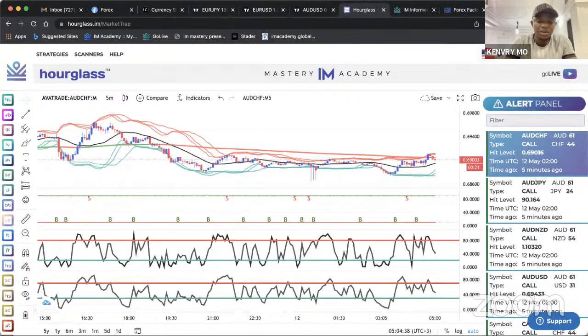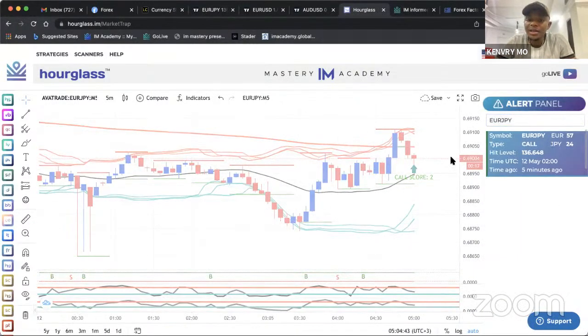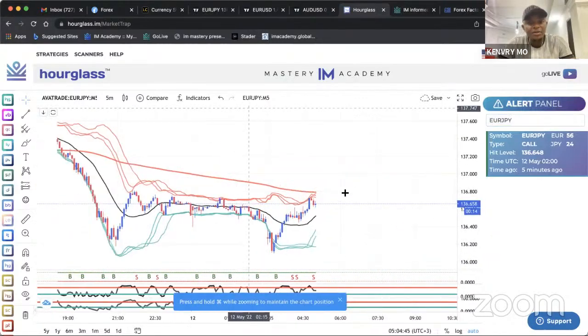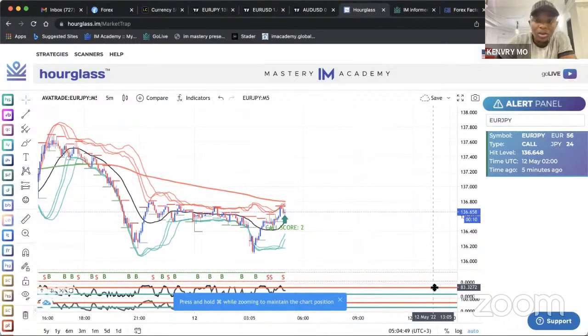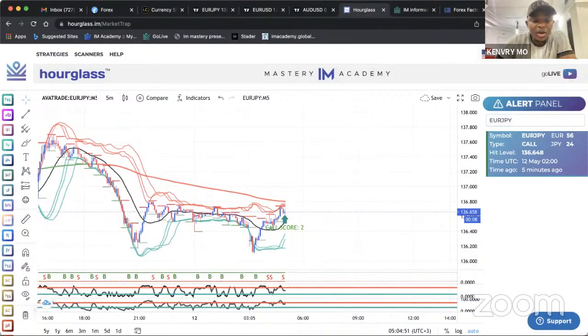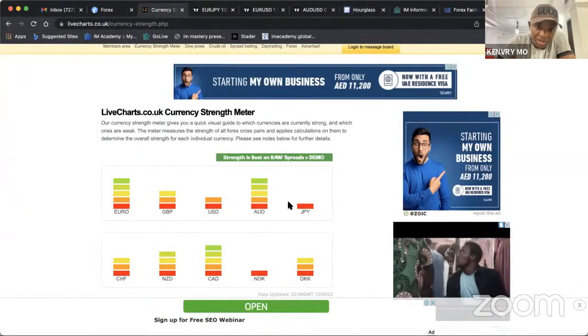Okay, I want to look at Euro JPY, not my guy, but let's see if it's in an uptrend. 5 minutes, not even an uptrend. Come on. So the market is in a state of consolidation on my major pairs. So basically, I'm going to go over the checklist.